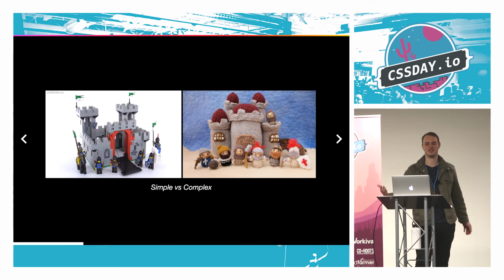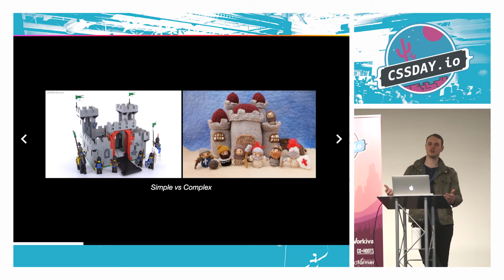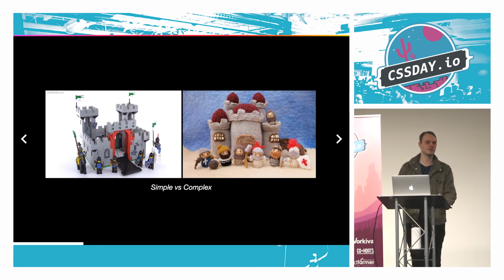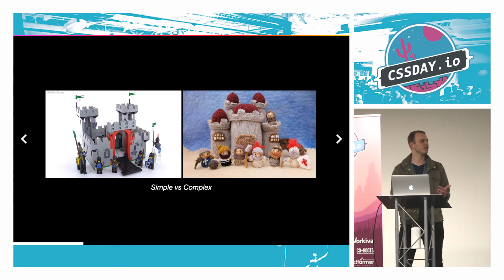In contrast, we have this Lego castle, which is really easy to take apart. Its simplicity comes not from what it is that it's trying to build, but from how easy it is to take apart. You can take things apart and put them back together with relative ease and recompose things, whereas with the knitted castle, you're going to have to untangle that whole thing in order to make any changes to it.